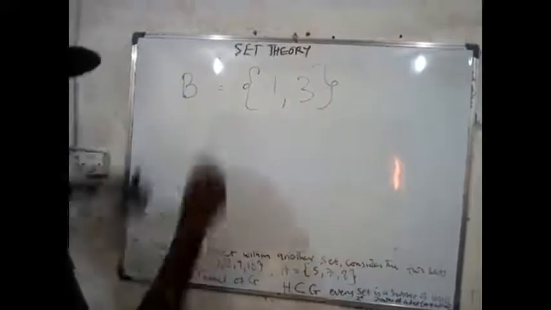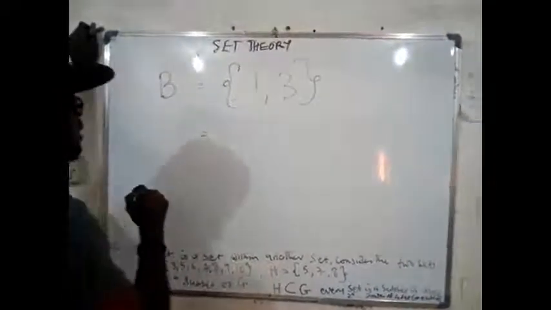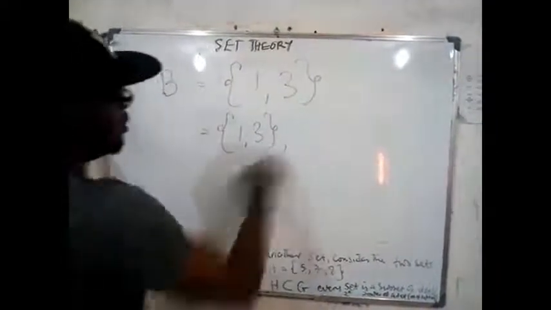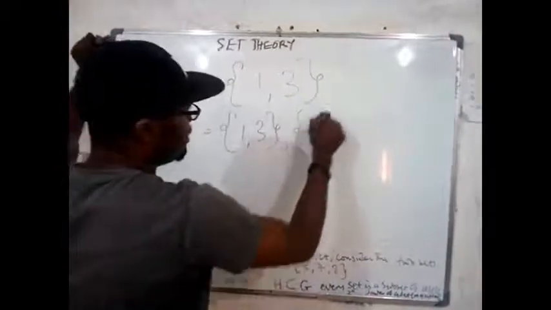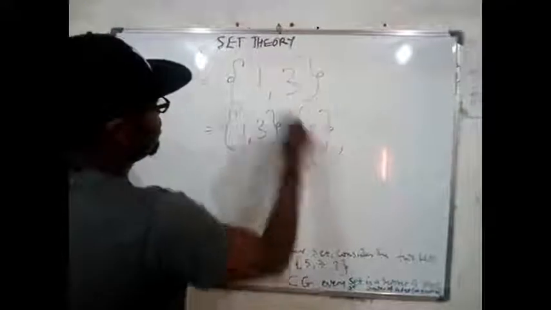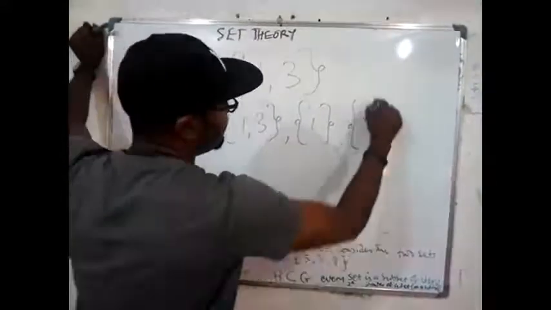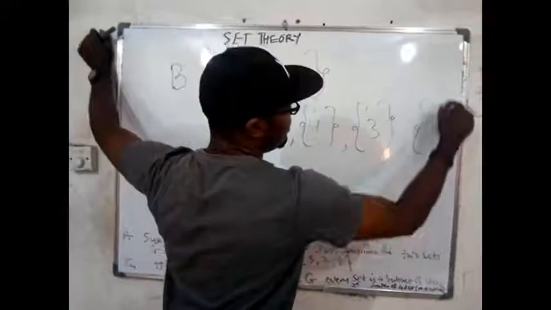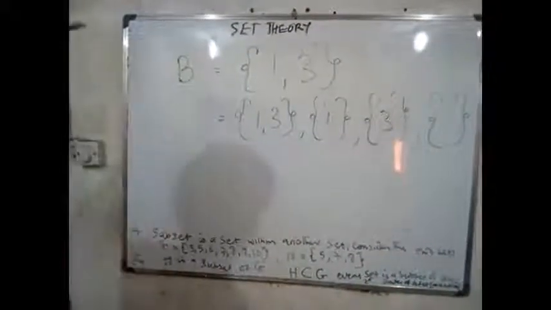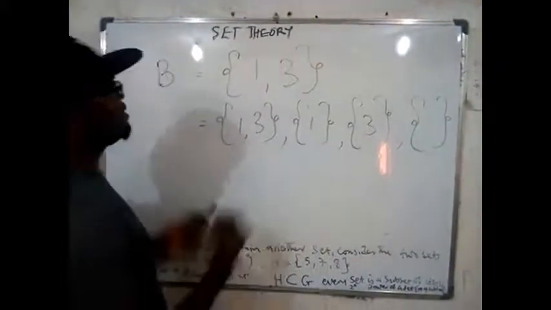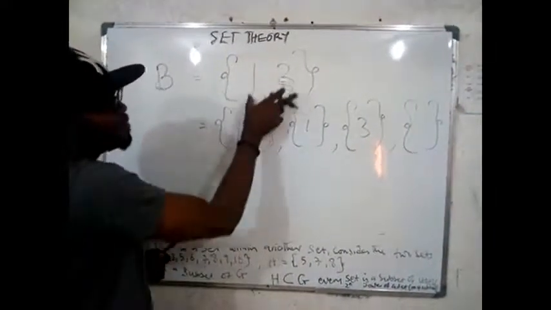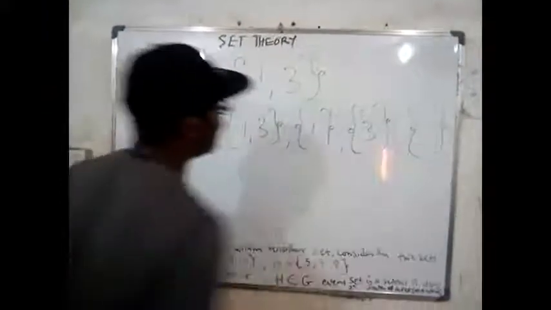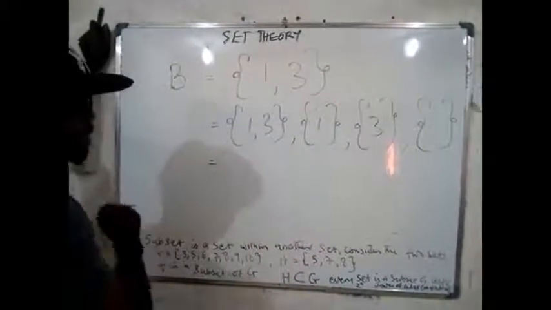Subset is any set that is contained in a set. So we can say that the subsets of B are itself, this is a subset of B. Also, 1 is also a subset of this, because it is contained here. Also, 3 is also a subset. And finally, empty set is also a subset. So whenever you want to get the subsets of a given set, you have 1, 3, because we say that every set is a subset of itself. Then we'll have only 1, we'll have only 3, then we'll have empty set. So B is actually having how many subsets?